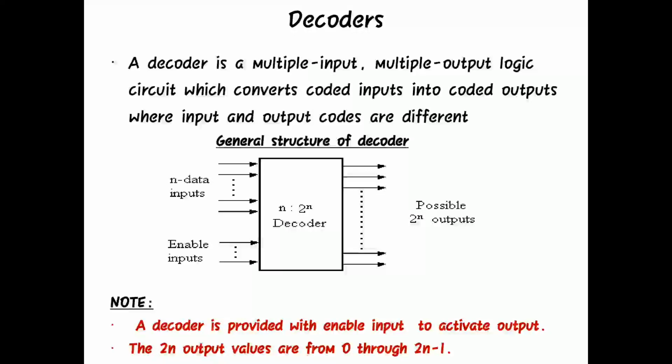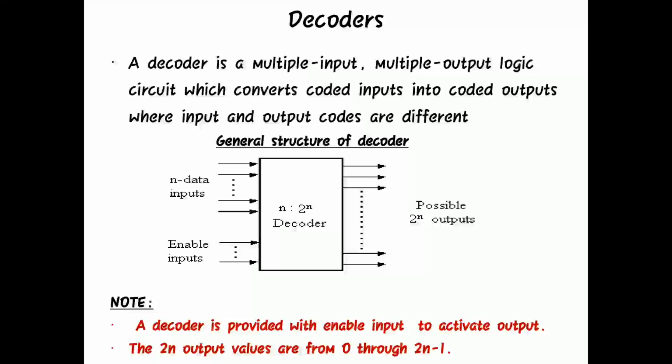If you notice the general structure of a decoder, here we have n data inputs and possible 2 to the power of n outputs. The meaning is, for example, if you have two inputs, you will get 2 to the power of 2, that is 4 outputs. Similarly, if you have 3 inputs, you will get 2 to the power of 3, that is 8 outputs. If you have 4 data inputs, you will get 16 outputs. So a decoder works on the concept of n inputs and 2 to the power of n outputs.